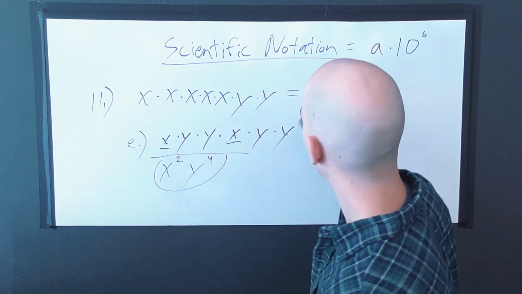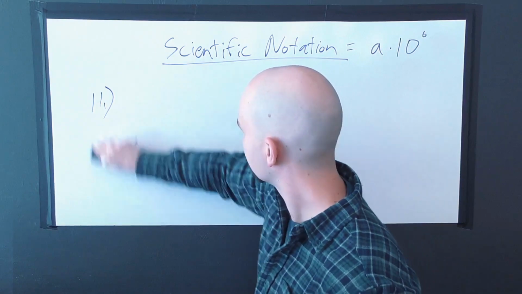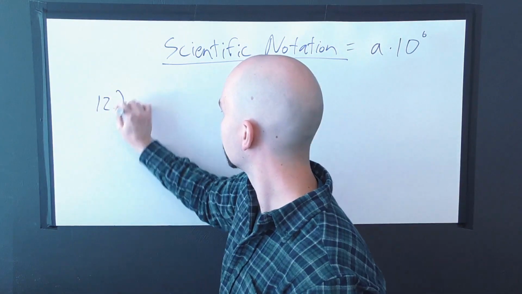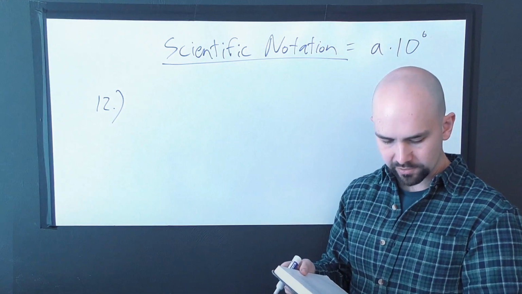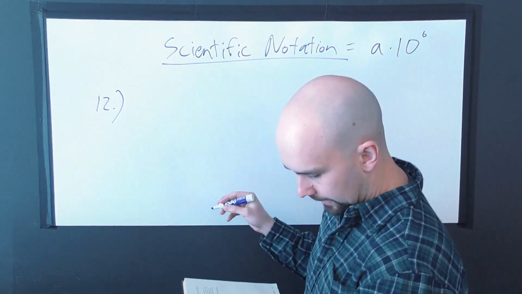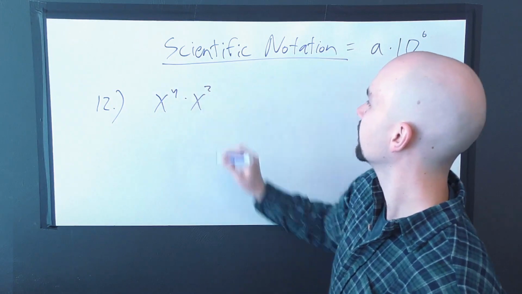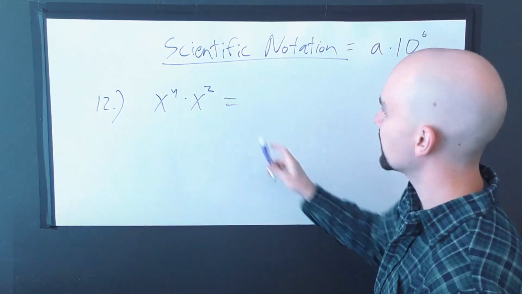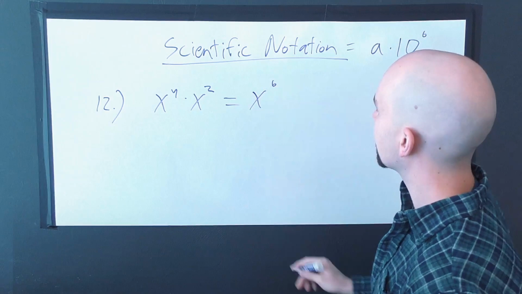All right, number 12. Multiply as indicated and express your answers in exponential form. All right, so first one, x to the power of 4 times x squared. Do they have the same base? Yes, so I can just add the powers. What's 4 plus 2? 6, x to the power of 6.